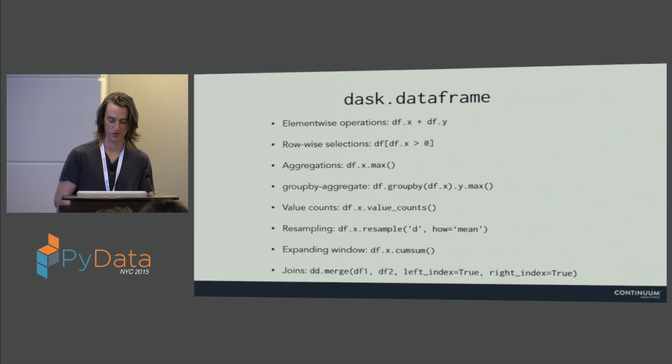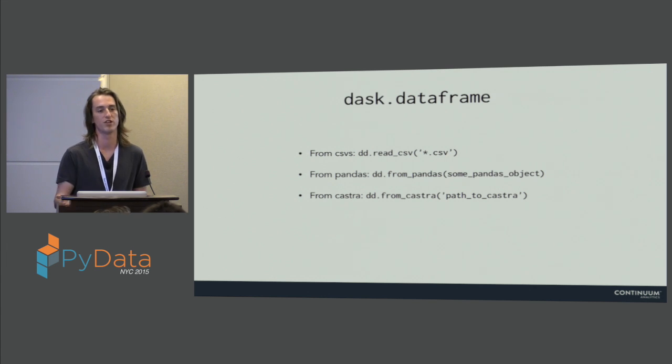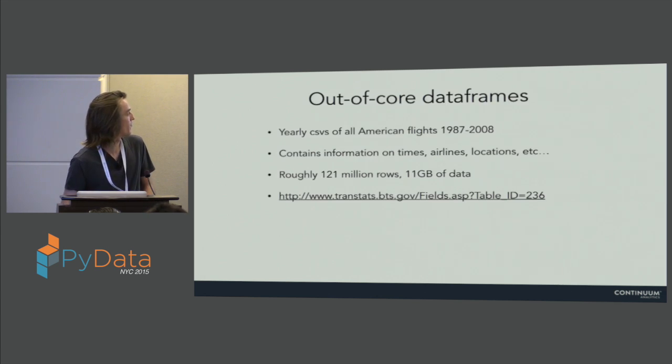We have out-of-core joins too, which is kind of fun. And you can create Dask DataFrames from many different sources. So a directory of CSVs is a pretty common use. You just glob, so star.csv or whatever your file pattern is, you can create a whole DataFrame from just those, and it'll encode the loading operation, and then you can do computations based on that. Any Pandas series or DataFrame works. Castra is an experimental data store. That's just in there for completeness.